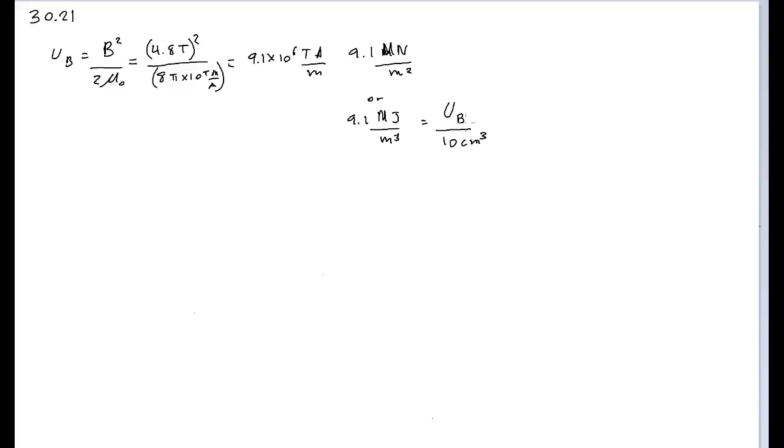U big B is going to be equal to little u of B times that volume. So 10 times 10 to the minus 6 is 10 to the minus 5th. So it's going to be 91 joules. 10 to the minus 5th times 10 to the 6th is 10 to the 1. So 10 times 9.1 is 91. 91 joules.